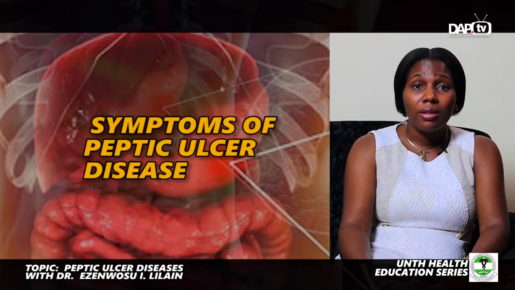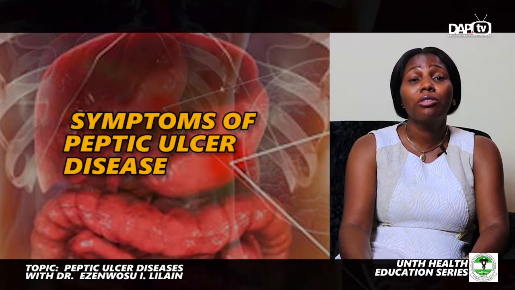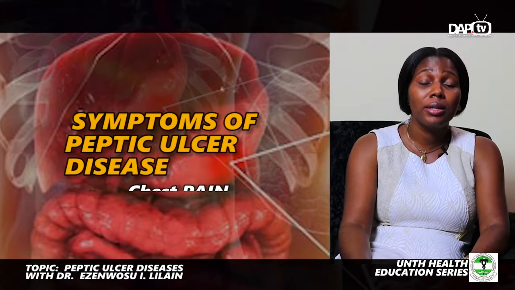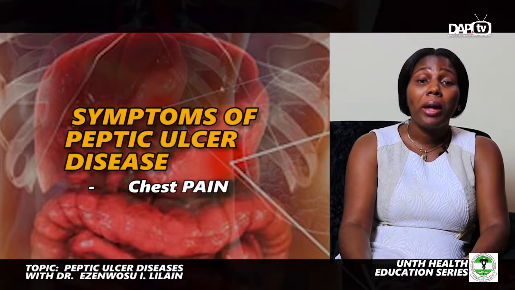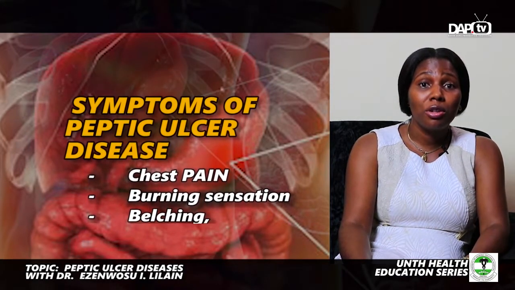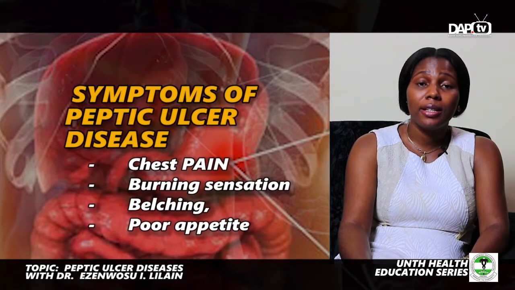So what are the symptoms of peptic ulcer disease? The symptoms of peptic ulcer disease can range from mild to severe symptoms. A patient with peptic ulcer can just present with chest pain, a burning sensation at the middle of the chest, easy fullness of the stomach, belching, or poor appetite. These are the minor symptoms.